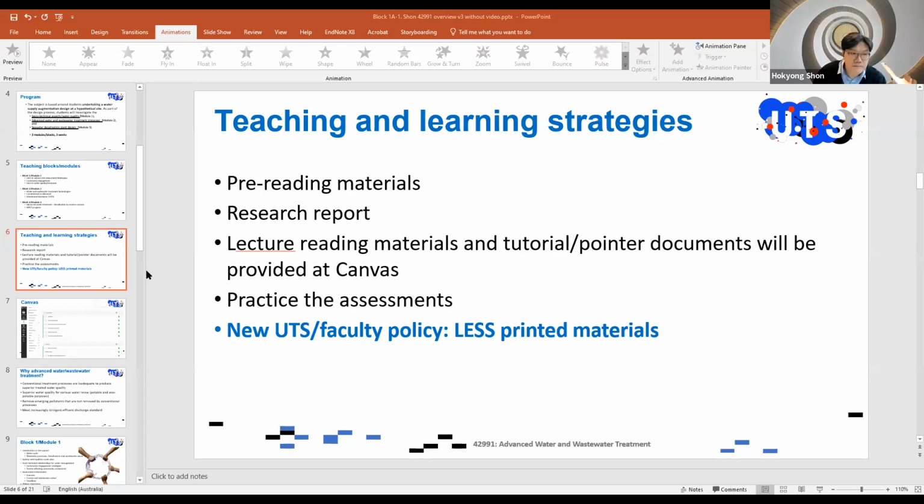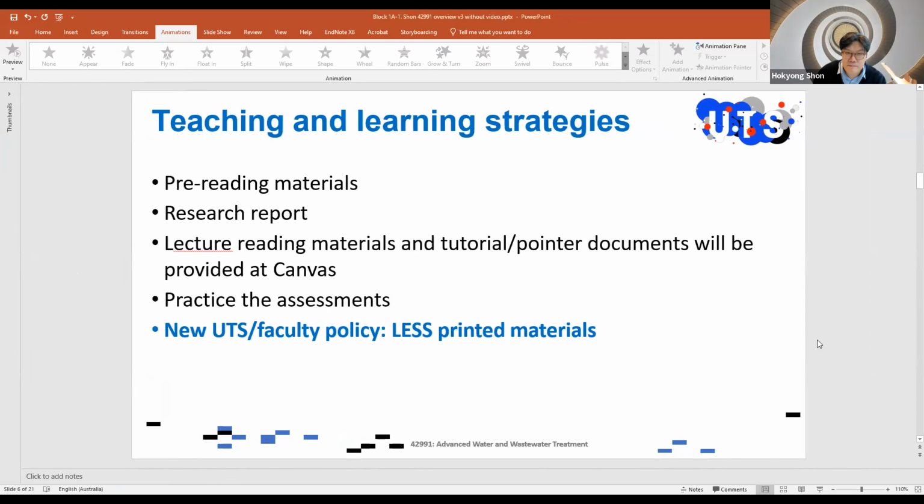Okay, a second. I think I have some problem with this whole monitoring. Can you see the slide? Yes, we can see. Yeah, that's good. This is better.